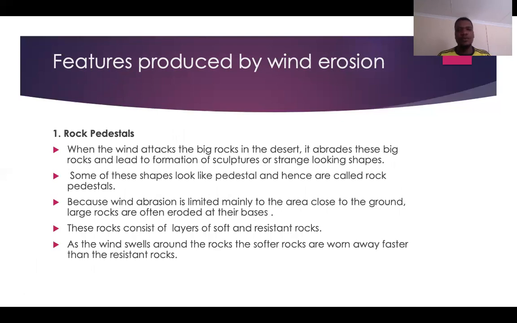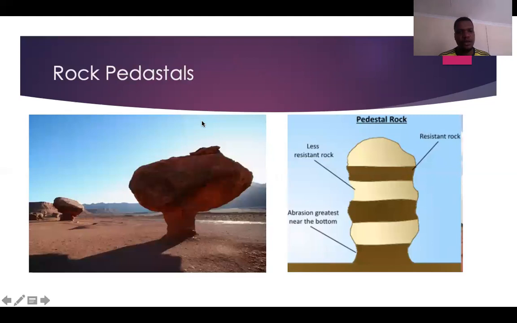Now, features produced by wind erosion. So we said we have what we call rock pedestals. So maybe before I start explaining this, I should show you a picture of a rock pedestal. So these are rock pedestals. That's how a rock pedestal looks like.